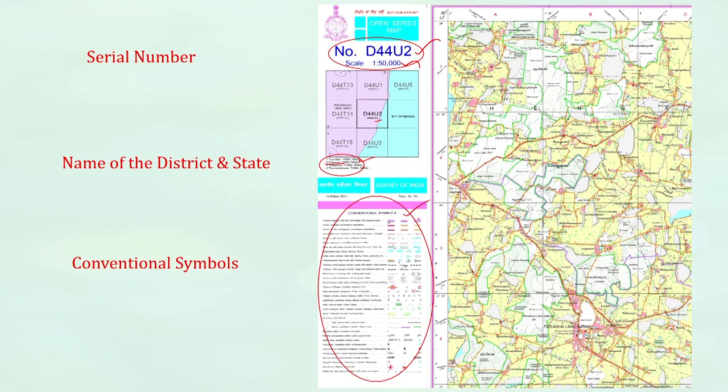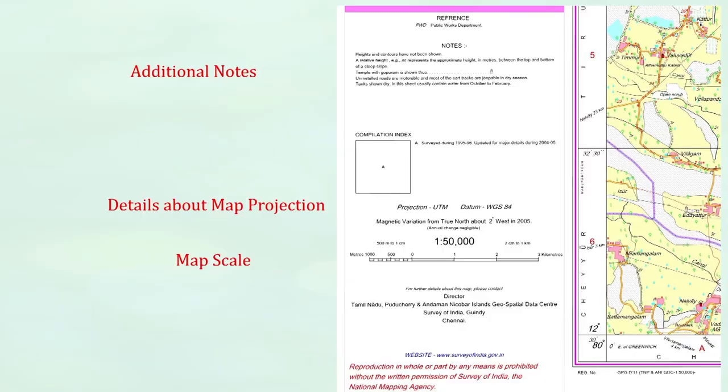Next, conventional symbols. There are various kinds of symbols, physical features and man-made features that may be related to social, economic, cultural, all the features are represented through various types of signs and symbols. Next, additional notes. See, relative height is mentioned like this, 8r. Suppose one river is flowing, what is the height of that river bank compared with the height of the adjoining villages or settlement area.